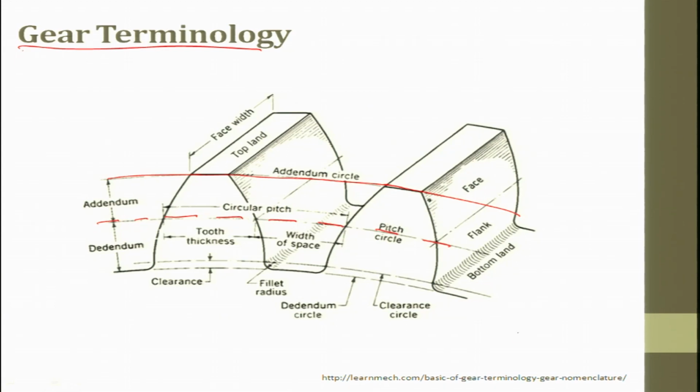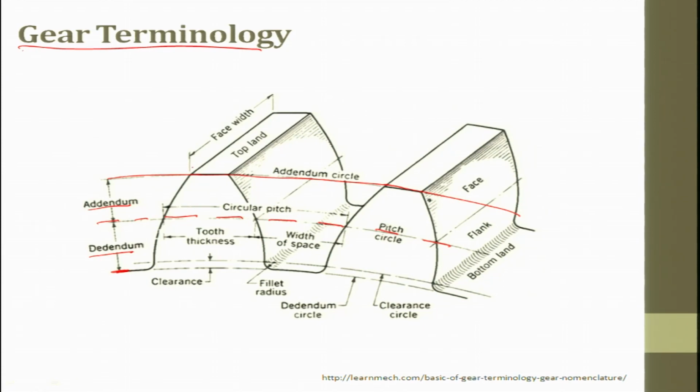So, this is the pitch circle, and the circle which passes through the top tooth face is called the addendum. Below the pitch circle, down to the root or the base, is called the dedendum. This is the addendum circle, and this is the dedendum circle. You can't have perfectly flat teeth.